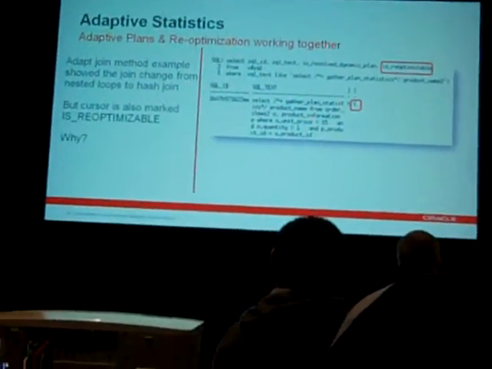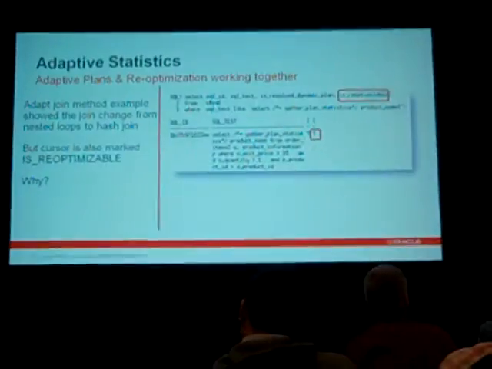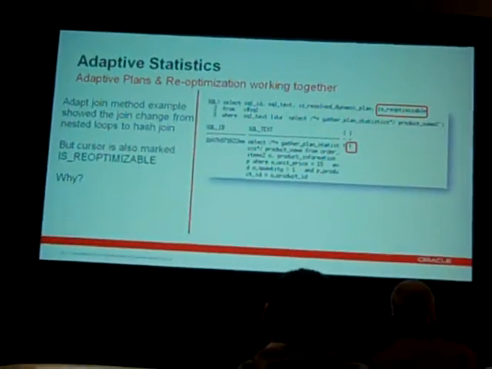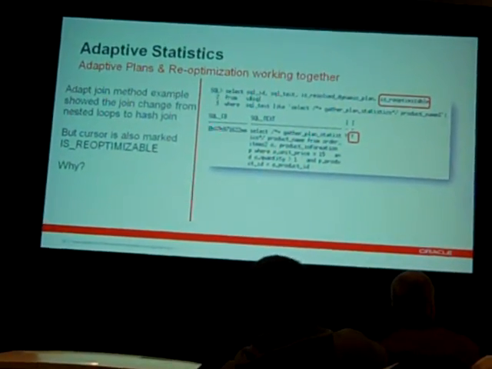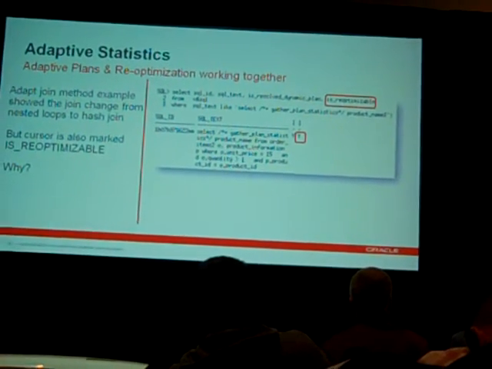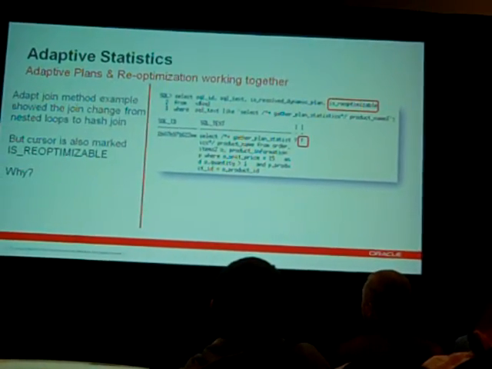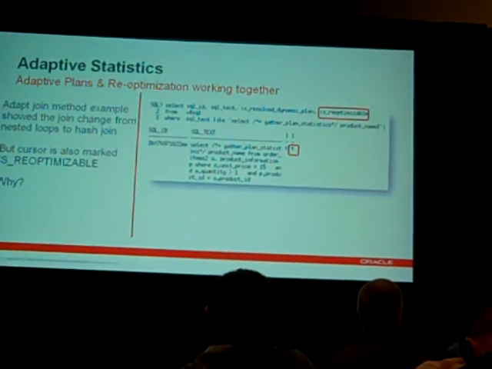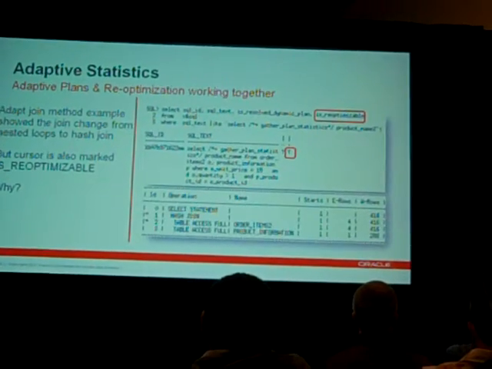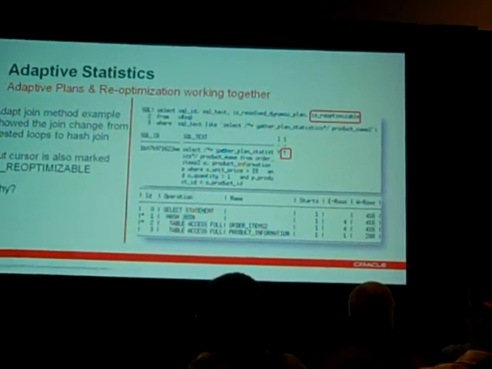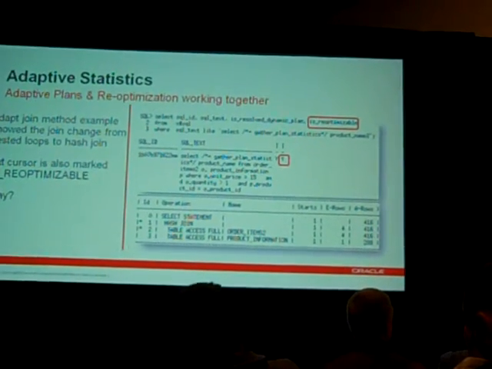Okay, so if we go back to the original SQL statement that we were looking at for the adaptive execution plans, that join between the order items and the product info. If we had looked in V$SQL for that, not only did we realize it had a resolved dynamic plan, so on the first execution we had switched from the nested loops join to a hash join, we'd also noticed that it had been marked as reoptimizable, which means that the estimates were way off from the actual number of rows returned for that query.